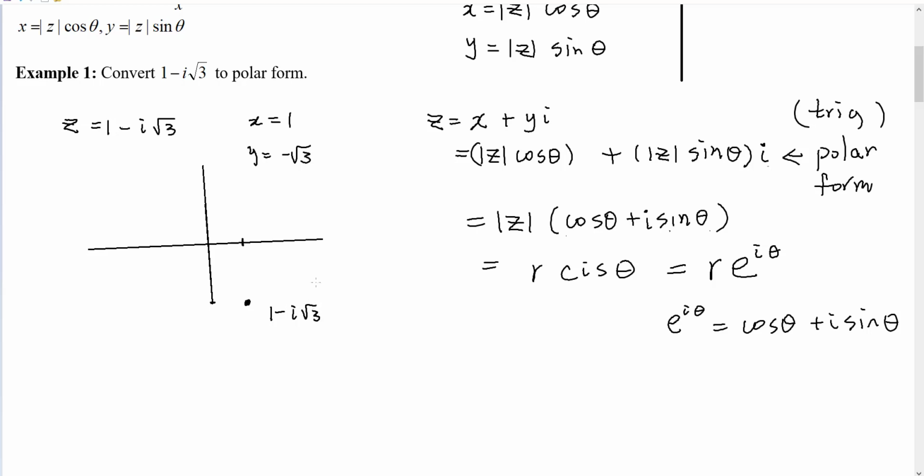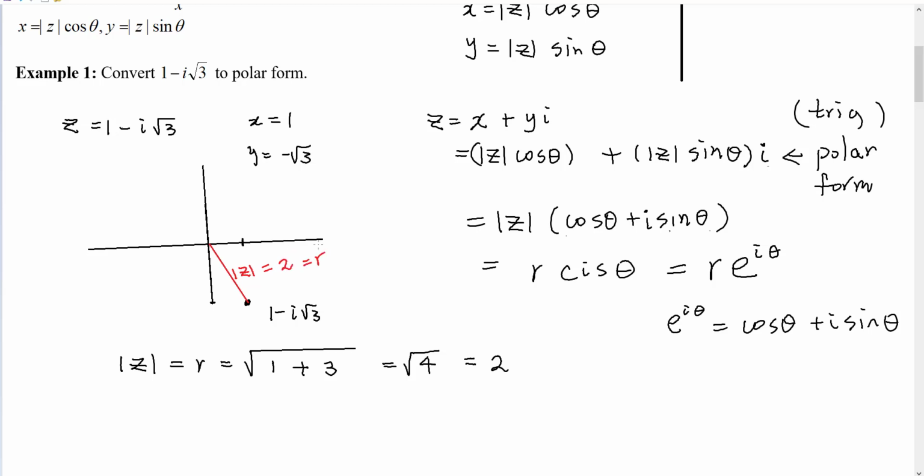Now I need to know the absolute value of the complex number, which is r, the square root of x squared plus y squared. x squared is 1, and y squared, when you square the negative, is positive: the square root of 3 squared is just 3. So that means it's the square root of 4, which simplifies to 2. So r, the distance of the complex point from 0, 0, is 2. Now I got r.